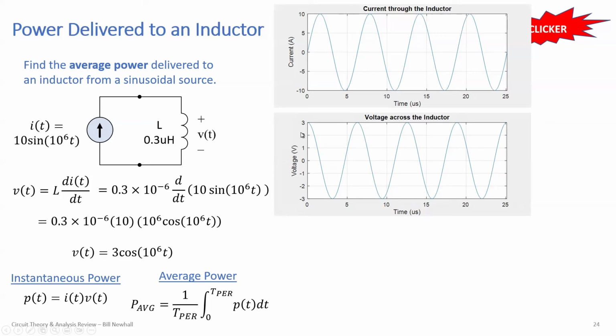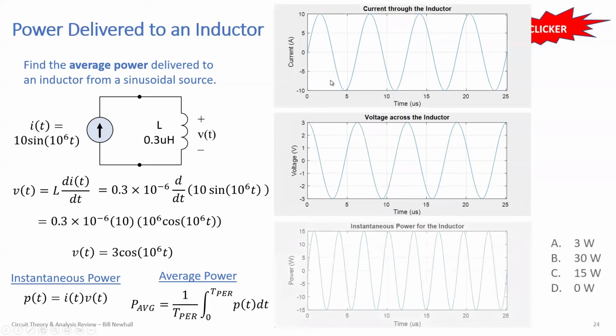You have 3 cos 10 to the 6t. Same frequency as the current, a different amplitude, but also notice a different phase here. Notice that I have a 0 crossing of current at time 0, and I have a peak here at time 0. So when you multiply current times voltage, you get this.